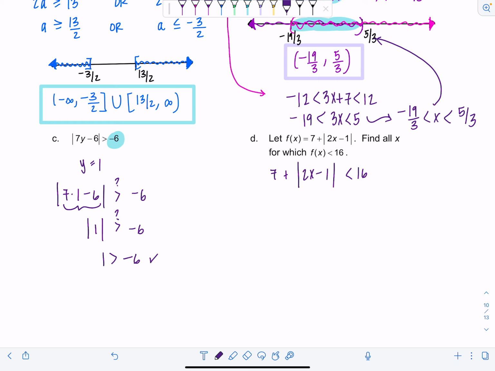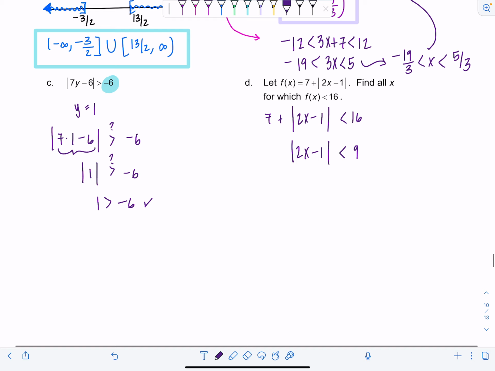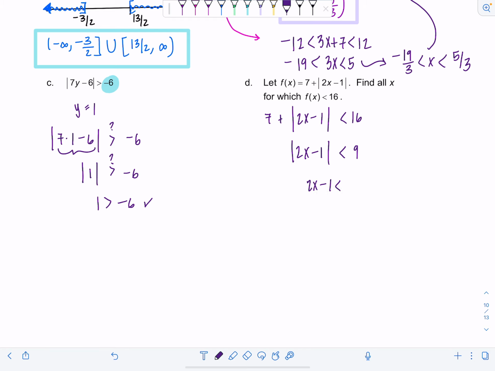All right, I hope you paused the video. First things first, you gotta isolate the absolute value. So subtract 7. So we have absolute value 2x minus 1 is less than 9. And since this is less than, we would write 2 inequalities with the word "and" between them, or we could just jump straight to the sandwich. Did you do that? Did you go straight to the sandwich? Yes, how fun. So you have 2x minus 1 less than 9 and greater than -9. And then to solve, just add 1 everywhere.